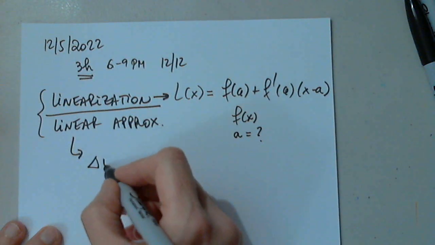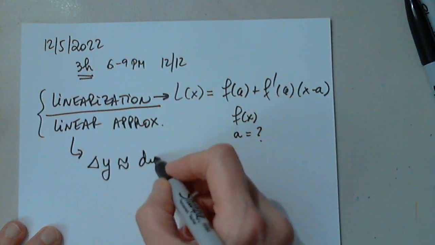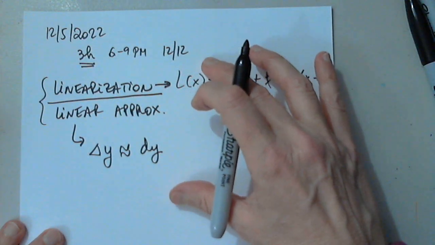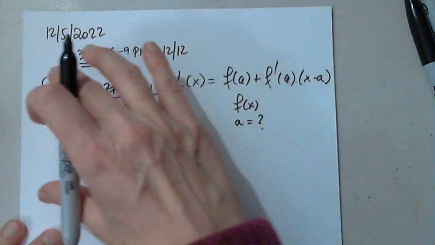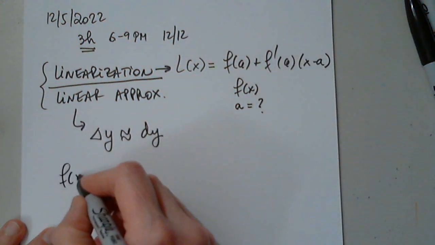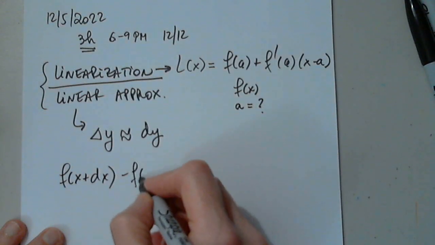For linearization, we start with delta y is approximately dy. So these are two different things, and they're very useful. You'll see them in Calc 2. This part is very useful. So remember, this is f of x plus dx minus f of x.